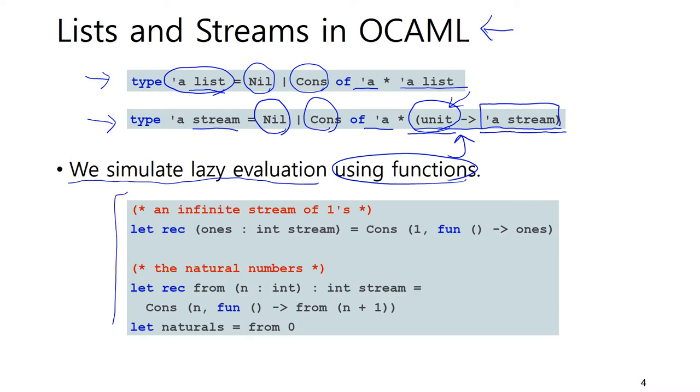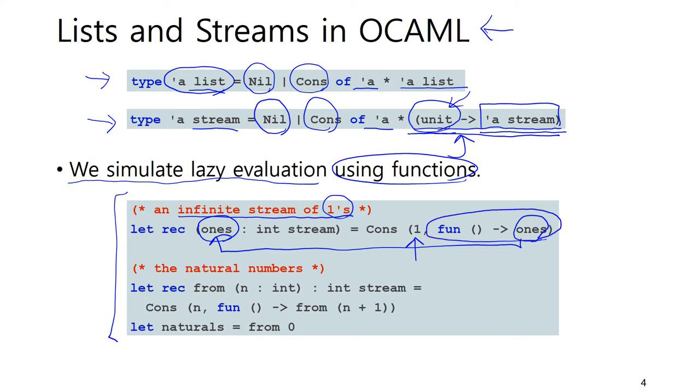And here are two examples of creating infinite streams in OCaml. These ones create an infinite stream of integer ones. So the first element is one, but the remaining element is the same ones. So you'd like to use the same definition ones, which is currently under construction. But because of the type in this definition, you have to provide this function, which delays the computation of ones. So in this way, we can create an infinite stream of ones in OCaml.